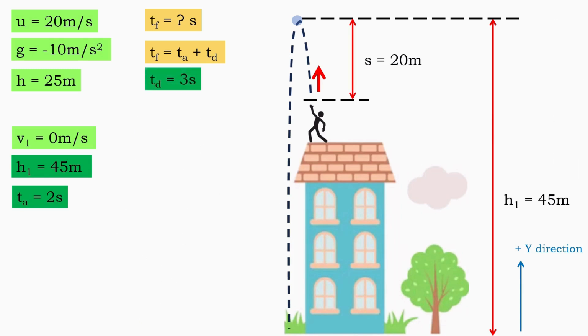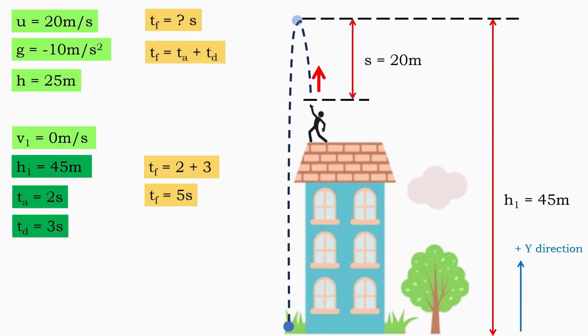Now we have both components of the total time of flight. The time of ascent is 2 seconds. The time of descent is 3 seconds. Therefore, the total time of flight is tf equals ta plus td. That is, tf equals 2 plus 3. Hence, tf equals 5 seconds. Therefore, the ball remains in flight for a total of 5 seconds before reaching the ground.